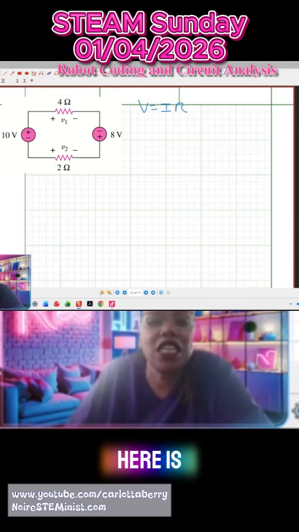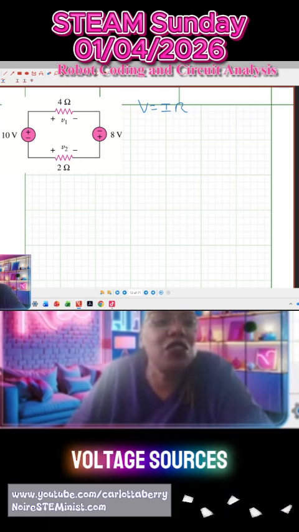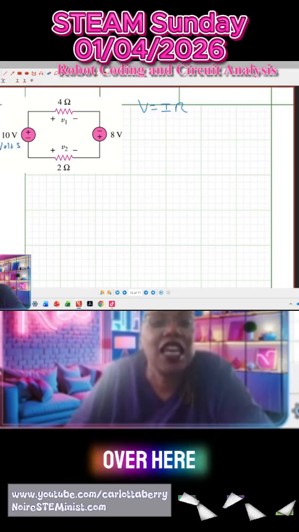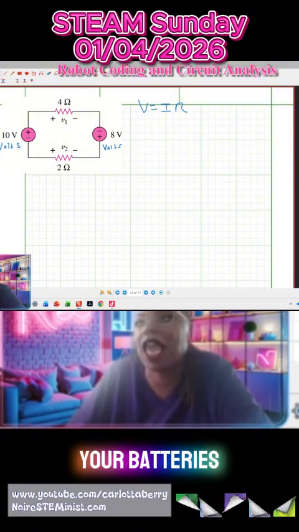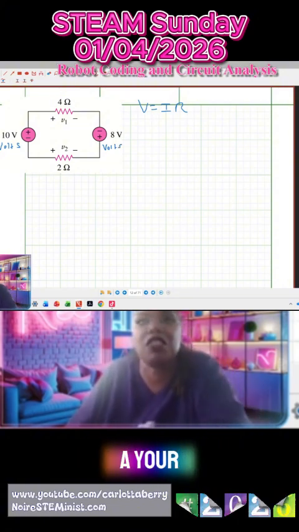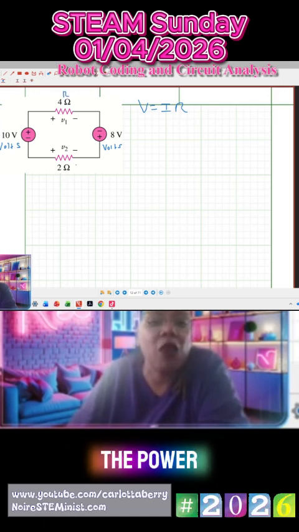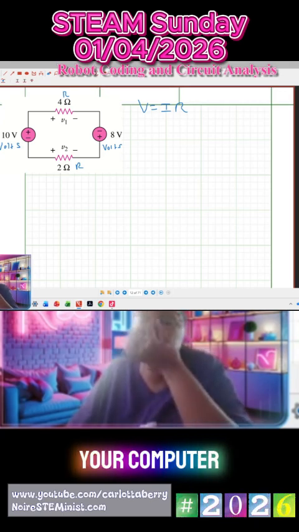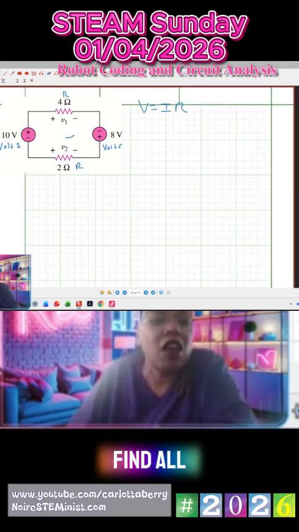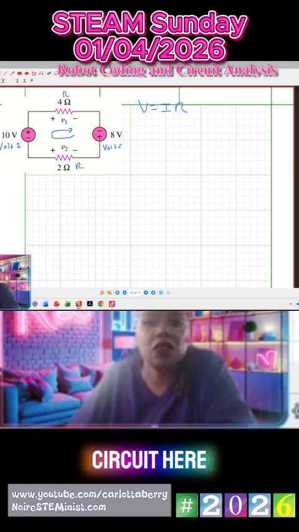So what you see here is that the circuit I have here has two voltage sources. I have 10 volts over here and I have 8 volts over here. That's like your batteries, your AAA, your AA, your D cell, your 9-volt battery. And the resistors now represent the things that we want to give the power to. That's your light bulb, your car, your TV, your computer. So once again, we are going to find all the voltages and currents in the circuit here.